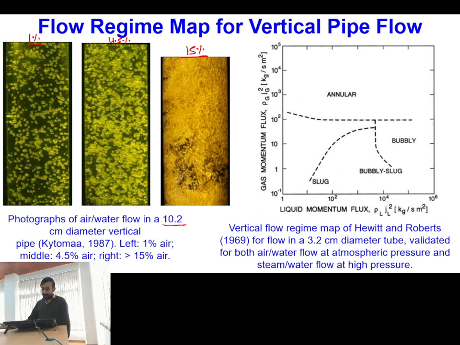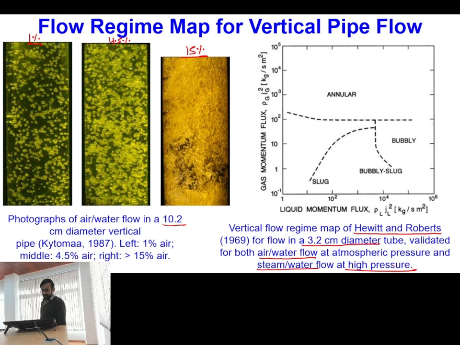Okay, now another flow regime map is shown over here. This regime map is given by Hewitt and Roberts, and this is for flow in a 3.2 centimeter diameter tube. This particular regime map has one benefit: it is validated for both air-water flow at atmospheric pressure and steam-water flow at high pressures.